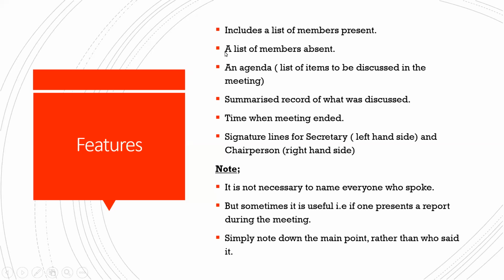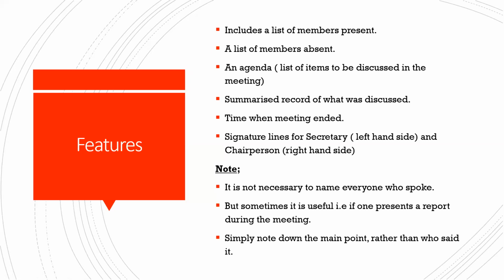Then after you have written the members present, you write the list of members who are absent. Okay. You also write them going down, number one, number two. If there are four people missing, then you write up to number four. Okay.